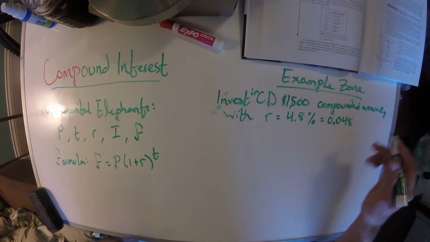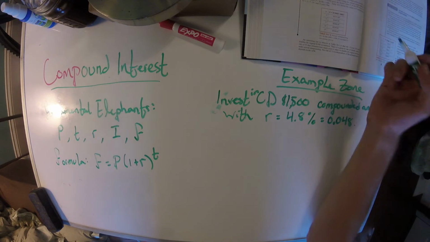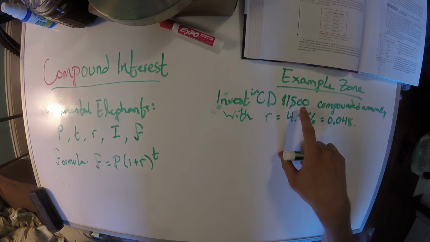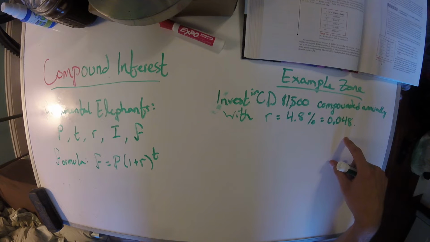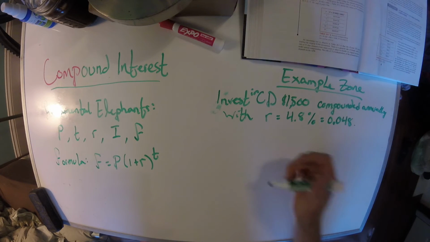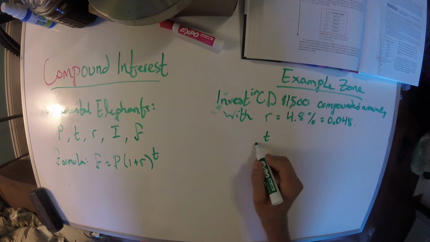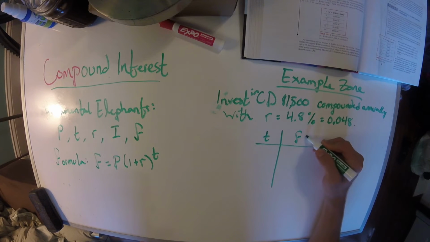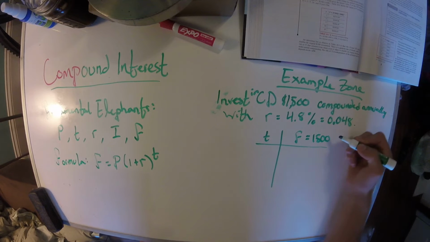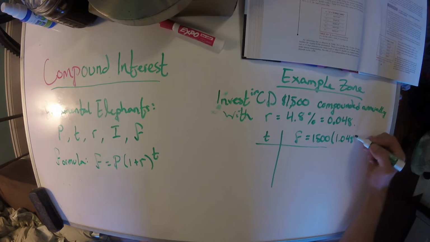Okay, so in this case here, we have that we invested this much money, so this is our P, and we have our R given to us here. And so we can compute the final payout at various points of T. So if we set up a little table here, let's just take a look at how this ends up. F is equal to 1,500 times 1 plus 0.048, or 1.048, to the T.